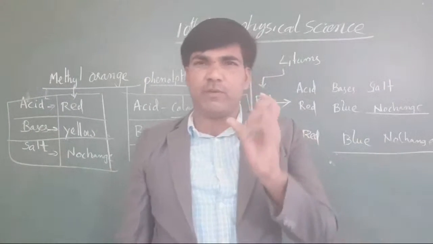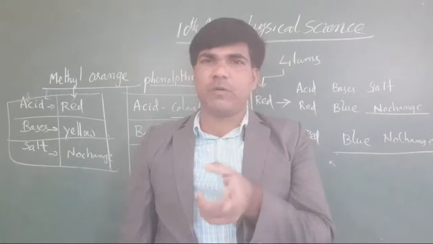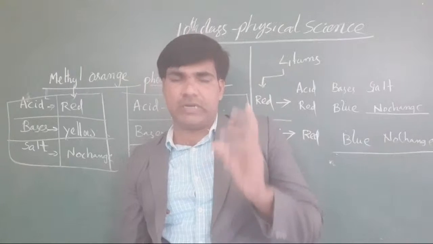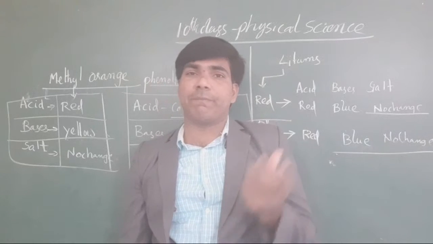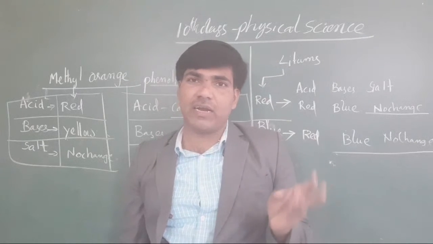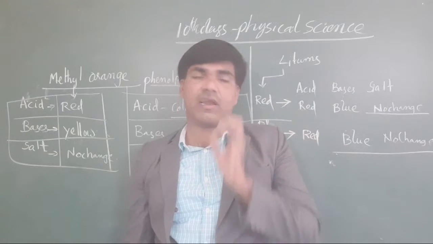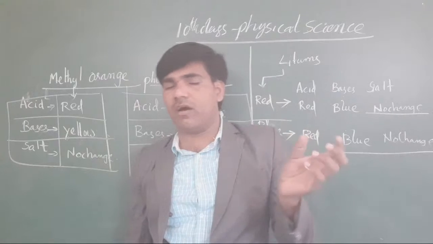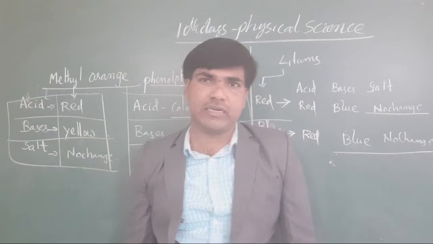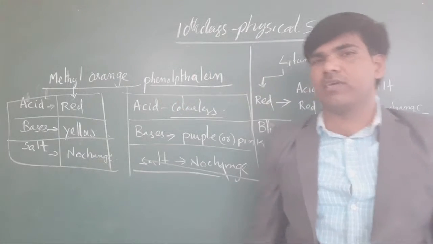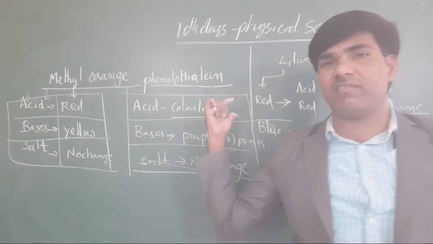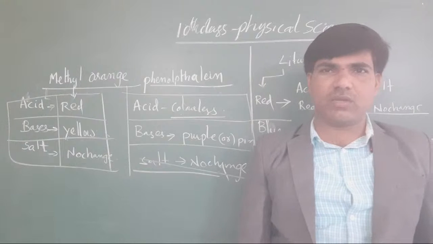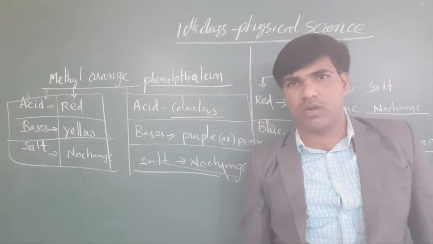Especially the litmus paper. What is the litmus paper? The question may be asked. What is litmus? How do we prepare the litmus solution? It is an extract of the lichen plant. The lichen plant belongs to Thallophyta. It is purple in color initially. When we add acids or bases, it converts like that. This is about our indicators.